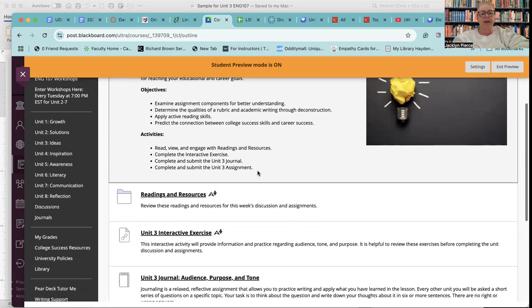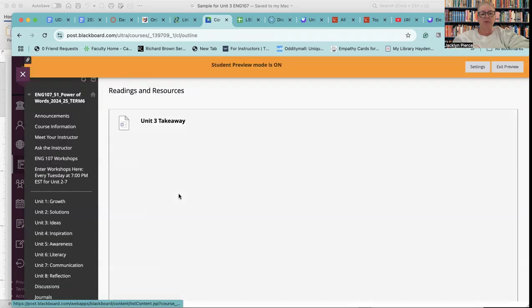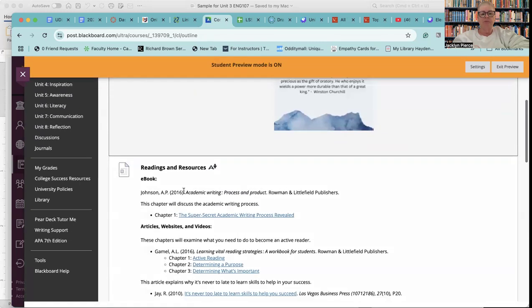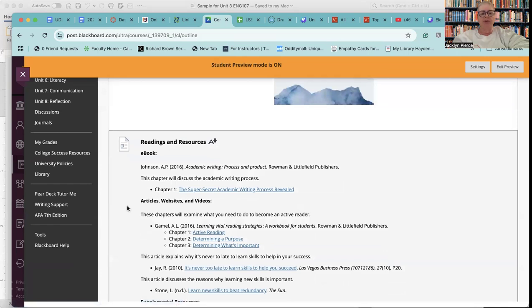All right, so we're going to head into the readings and resources folder as usual. And a reminder that you do want to do all of the readings and resources before you tackle the assignments this week, as usual. In the Johnson textbook that we use all the time, we are finally getting to chapter 1, the super secret academic writing process revealed. And then in the Gamble book, we're reading about active reading, purpose, and determining what's important.